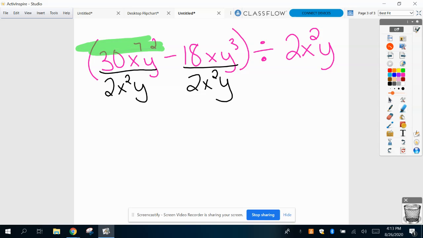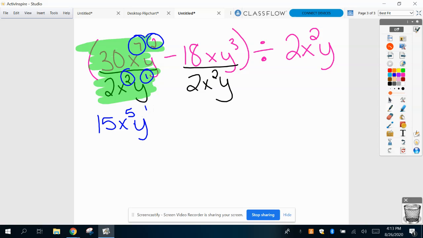Okay, so I'm going to start by looking at this first term. And I'm going to start using my division rules. So 30 divided by 2 is 15. Subtract for my x's. So 7 minus 2 is 5. And 2 minus 1 is 1. Okay, you could write that exponent of 1, but you don't have to.